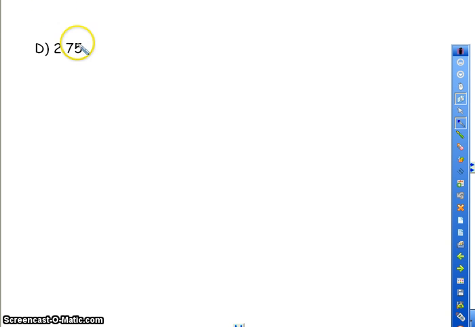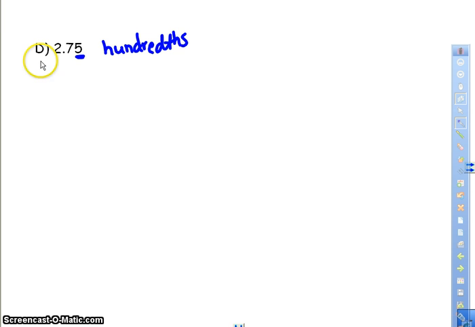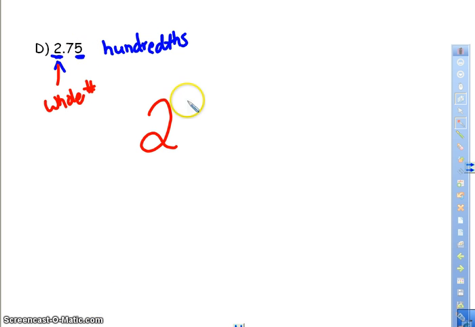Now I have 2.75, and the 5 is in the hundredths spot. Now, what makes this one different? Well, when we say it as a decimal, we have to say 2 and 75 hundredths. So the 2 is going to be my whole number. It was our whole number when we did decimals as well, but this time it's going to be written as a mixed number. So it's going to be 2 and 75 over 100 because it's hundredths.